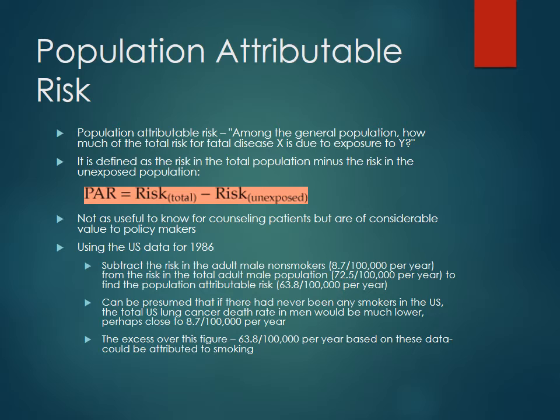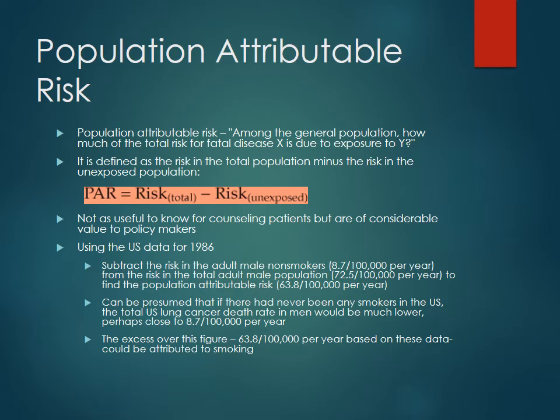So this is really important for policy's sake. Looking at, say, the 1986 smoking data again, if we were to subtract the risk of the adult male non-smokers, which we saw was 8.7 per 100,000, from the risk of the total adult male population, which is 72.5 for the whole year, then you'd find the population attributable risk to be 63.8 per 100,000.